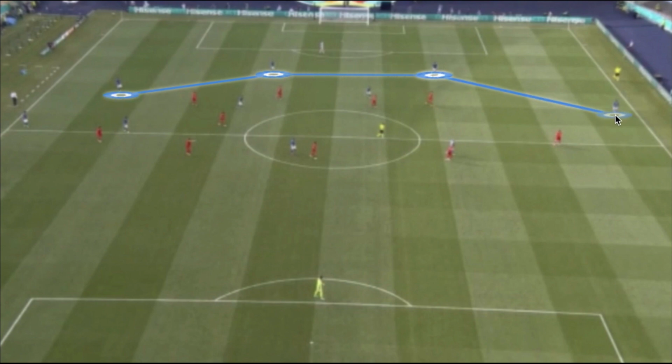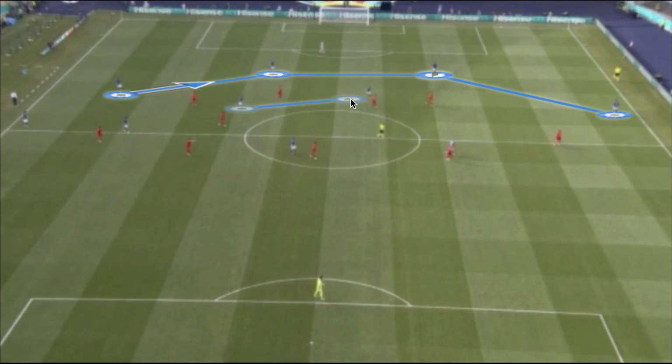But Italy showed versatility to be able to build with four or three most of the time. At some stage in the build-up, this right defender would join the other two and create a three-man build-up, which gives them more flexibility and security in their initial build-up.